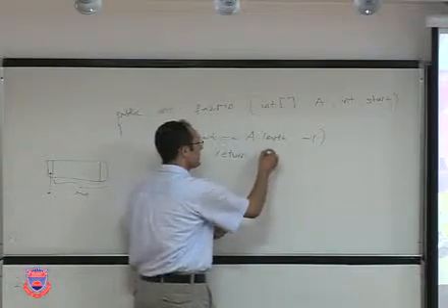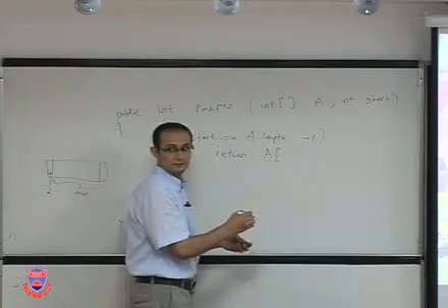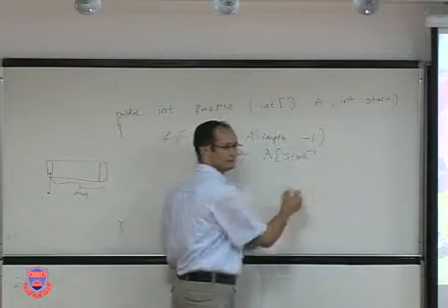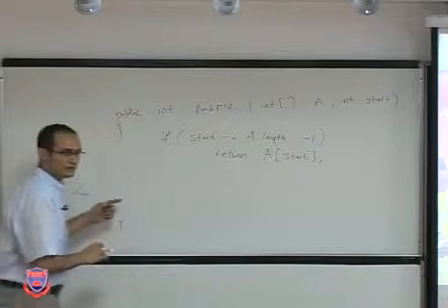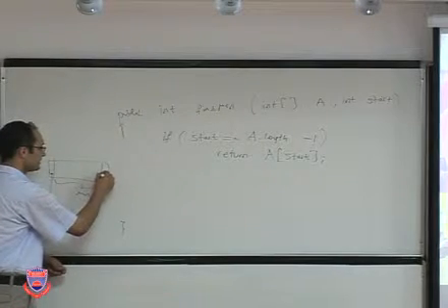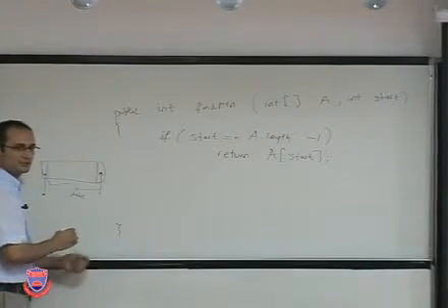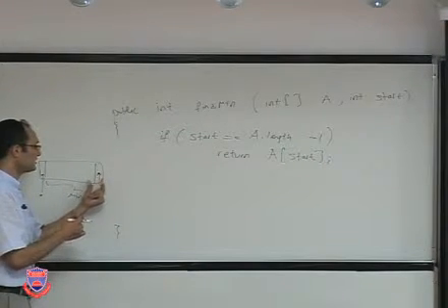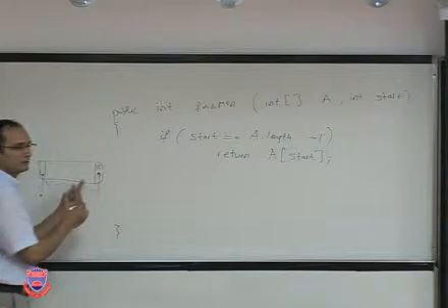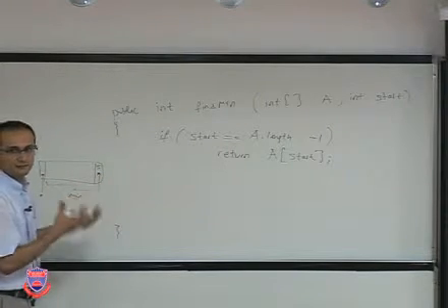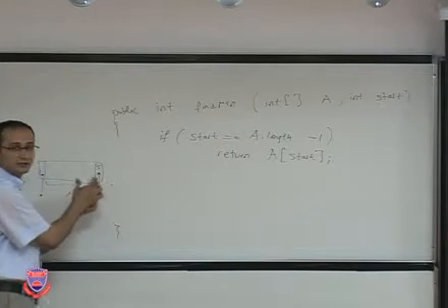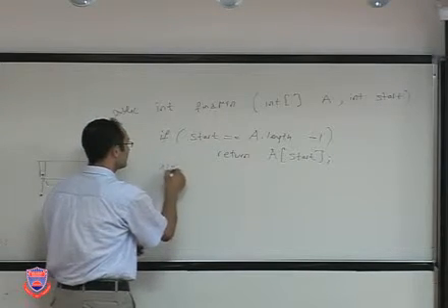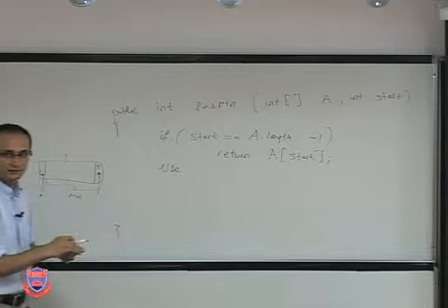So I will return a start. If this is the last element, and my starting point is equal to the length minus 1, then I have reached the last element. Let's say this is 5. I know that this is the only element, so that must be the minimum of the list, which is itself. Right? Else, what am I going to do?